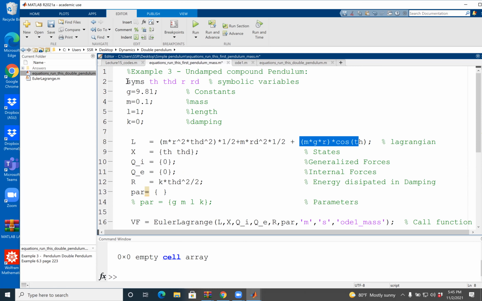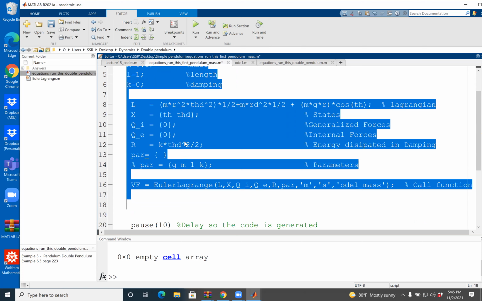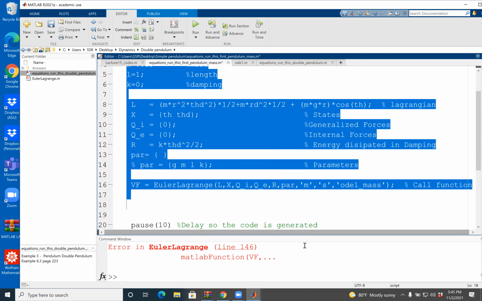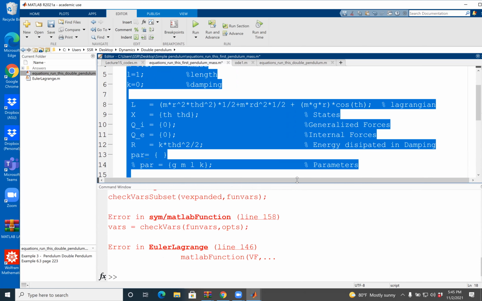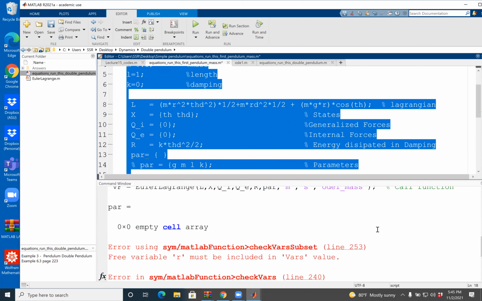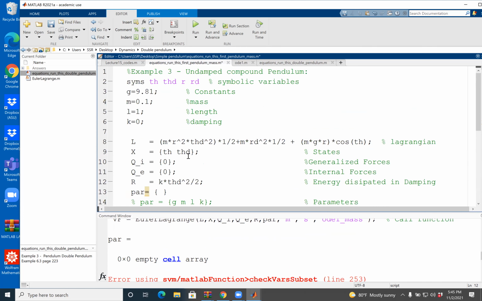So what I'm going to do is I'm going to run this code, and I'll tell you the reason why. It's always a good idea to run this first part of the code to make sure that, if there's an error here, that means actually I did not declare the variables. Oh, R must be included in the variable list. So symbolic variables T, THD, R, and RD.